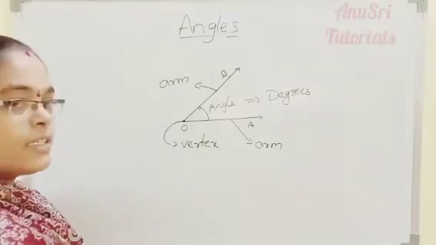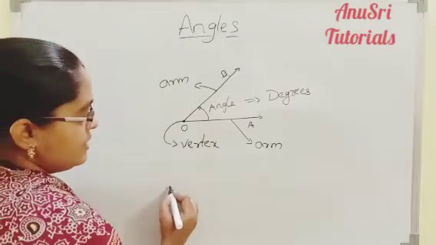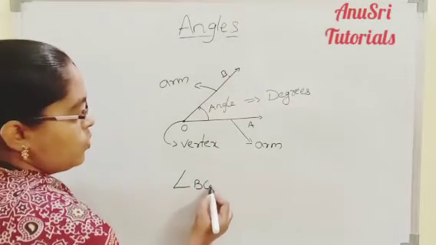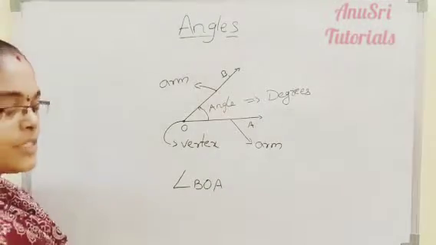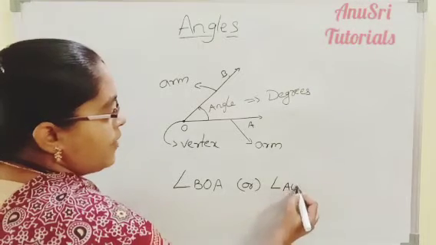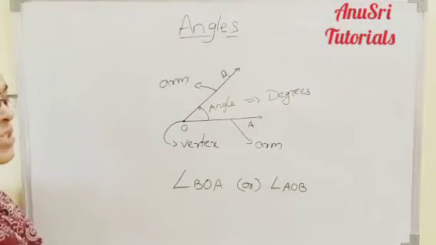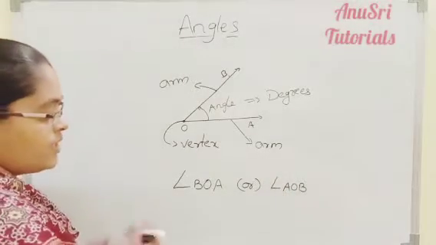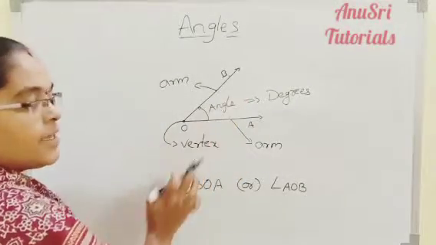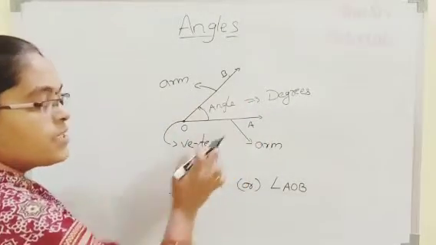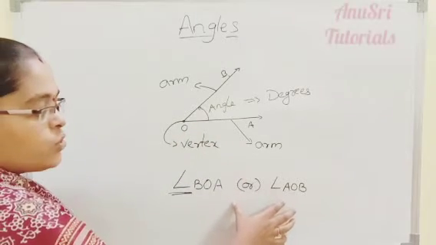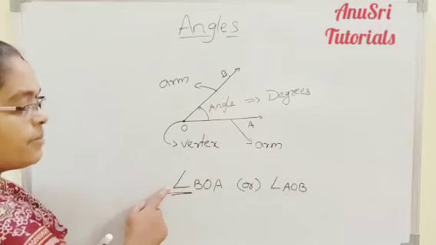So how to represent this angle? We represent this with the symbol angle BOA, or we can represent it as angle AOB. These two are the same. This is the symbol of an angle. So BOA is this angle only, or AOB is also this angle only. We can represent an angle in these two forms.